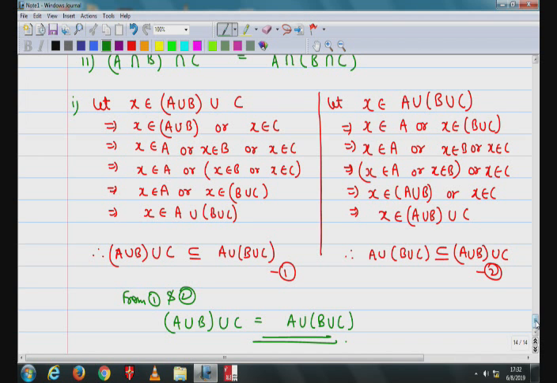Getting it? Any doubt till now? So this was the associative law.